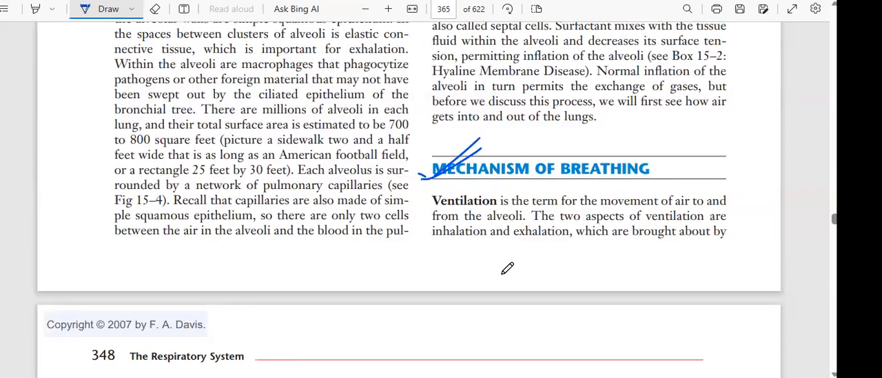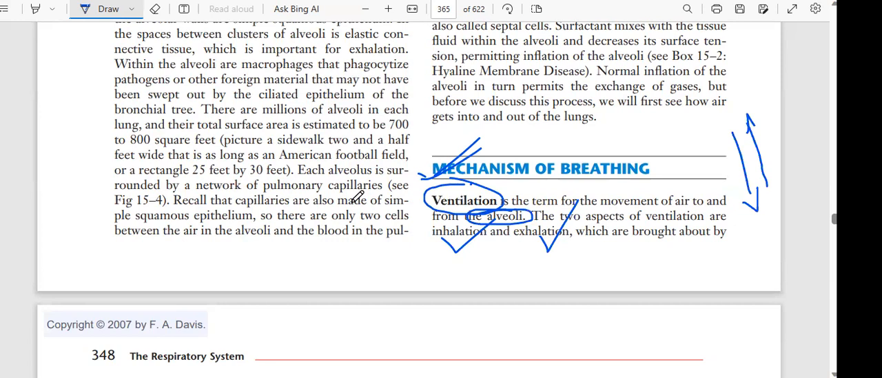The two aspects of ventilation are inhalation and exhalation. What is ventilation? Ventilation is the movement of air in and out of the alveoli. We also have a ventilator machine. A ventilator is a machine that forcefully gives oxygen. It will inhale oxygen and exhale carbon dioxide.